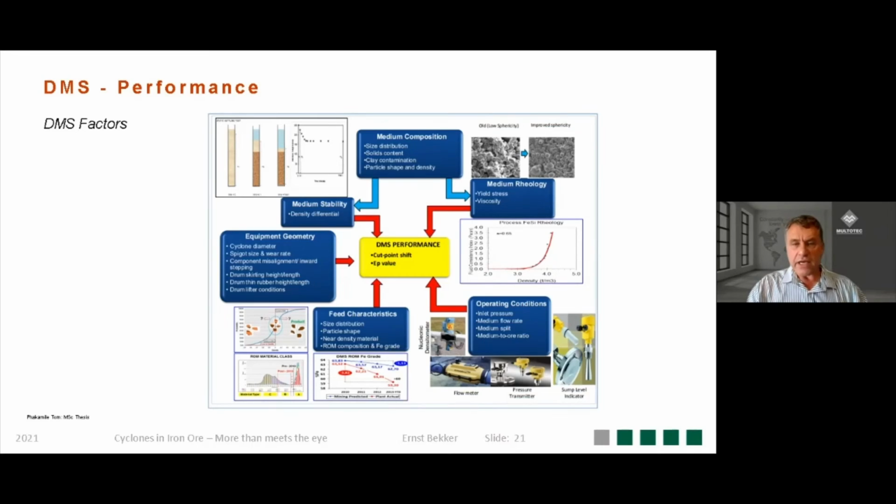So on DMS factors, now the cut point shift and the EP value that we started to talk about, there are now the factors of media composition, which creates media stability, and media rheology. You've got your equipment geometry, that's where we selected the cyclone. Feed characteristics play a role, and then operating conditions. So you've selected the cyclone, now we're looking at the operating conditions to the cyclone.